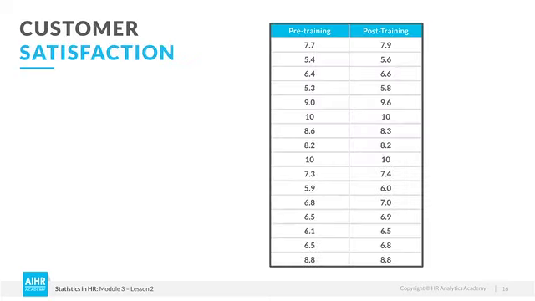Let's take the following data. In the following data, we have a customer satisfaction scale from 1 to 10. Each person is measured at 2 times, both at pre-training as well as post-training. We expect that people will score higher on their post-training when compared to the pre-training. Thus, our null hypothesis is that there is no difference in customer satisfaction between pre- and post-training. The alternative hypothesis is that there is a difference in customer satisfaction between pre- and post-training.